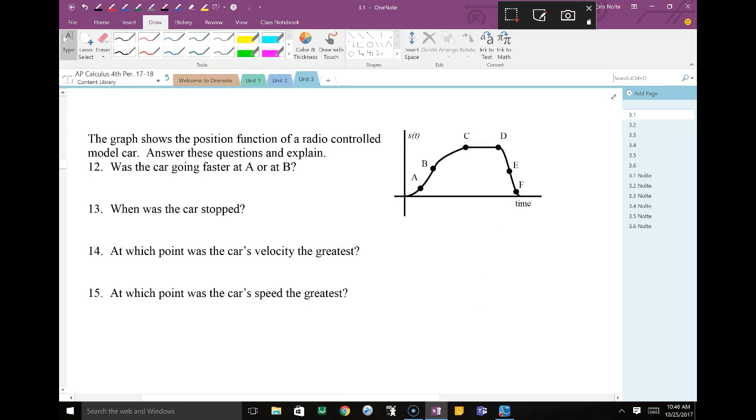Okay, so this next little piece is kind of understanding a graph. Okay, so it says the graph shows the position function of a remote control car. I said that too many times. Remote control car. Answer these questions. So, was the car going faster at A or at B? Why?